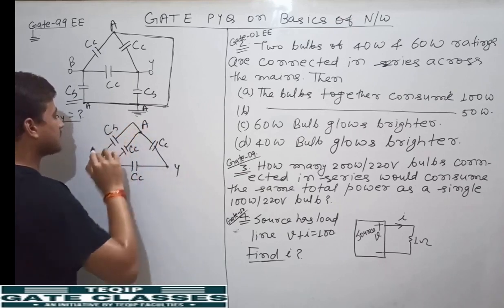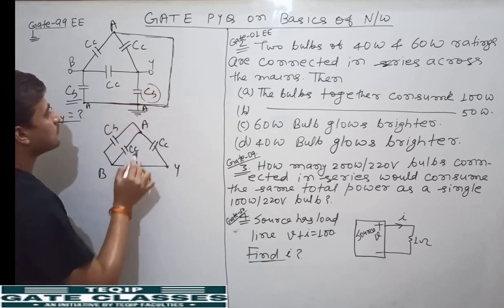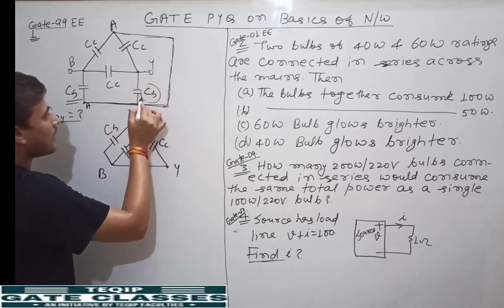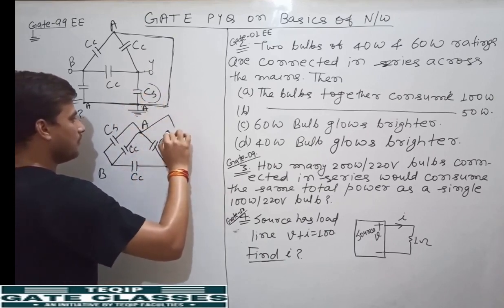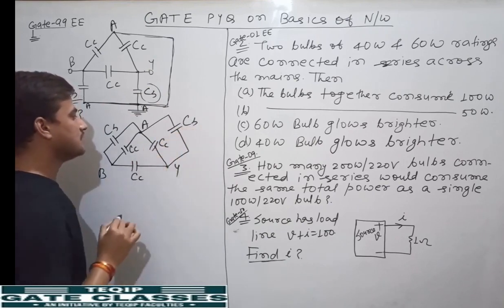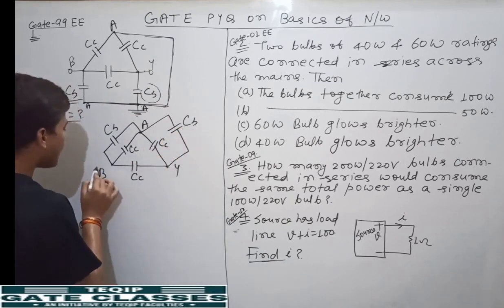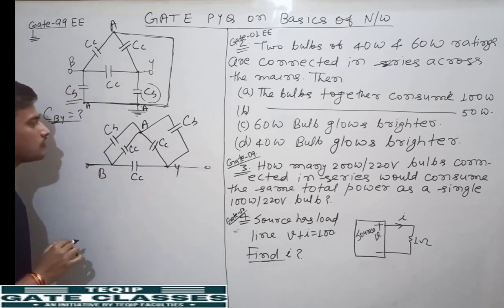It is CS. Similarly here, you see between Y and A, another capacitance CS is connected. That means between Y and A, we are having another capacitance, that is CS. Clear? Now we have to find the equivalent capacitance between B and Y.